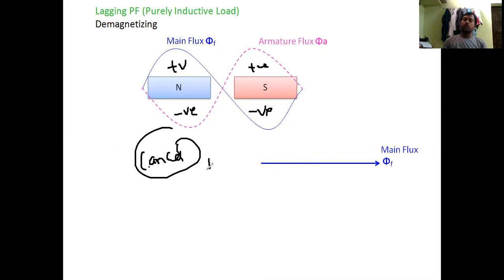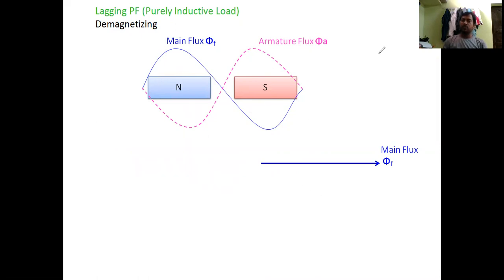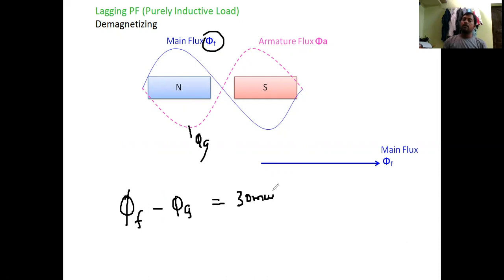So the total flux, the field flux, will decrease. That's why this is called the demagnetization effect. Total flux is decreasing. For example, this is phi F, the field flux, and this is the armature flux. The armature flux is opposite, negative. For example, the main flux is 30 milliweber, and phi A is 16 milliweber. The resultant will be 14 milliweber. So the total flux will be decreasing.